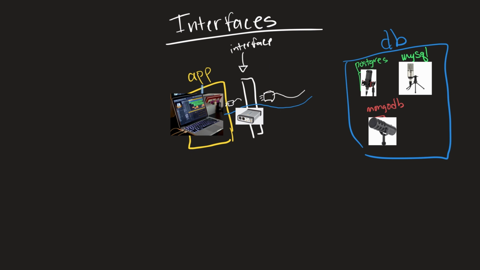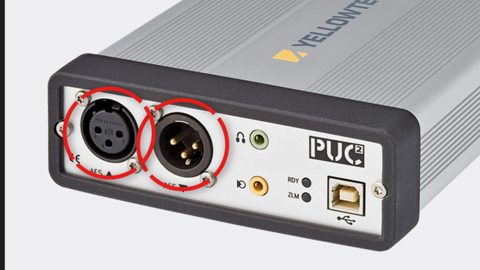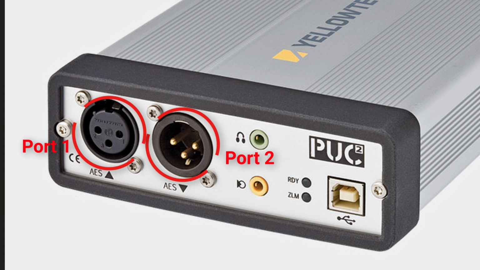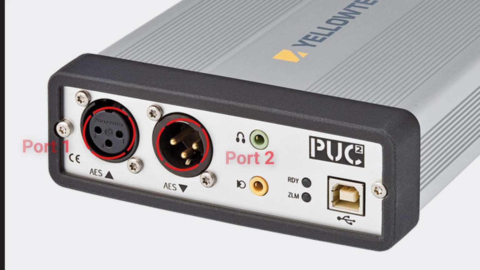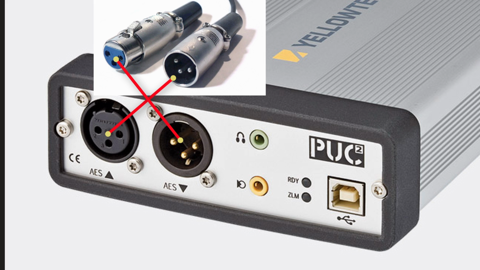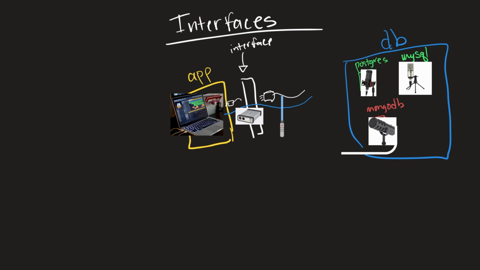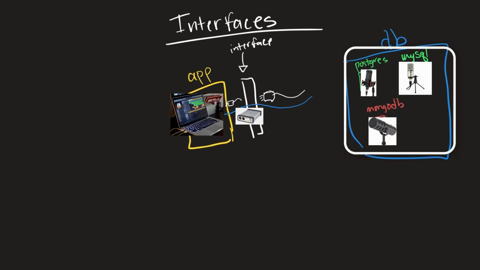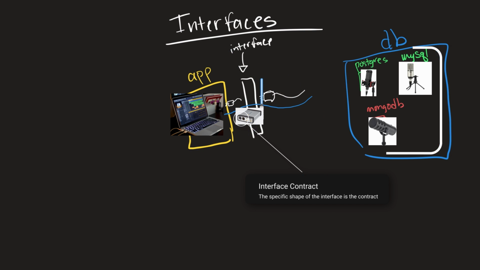In order for this to work, the audio device has to have a plug that conforms to the shape of the interface. That is, the audio interface has these ports, right? And they have a specific shape to them. And only plugs that can fit into that shape can interface with our audio interface. So that means that the audio devices need to conform to the contract of the interface.